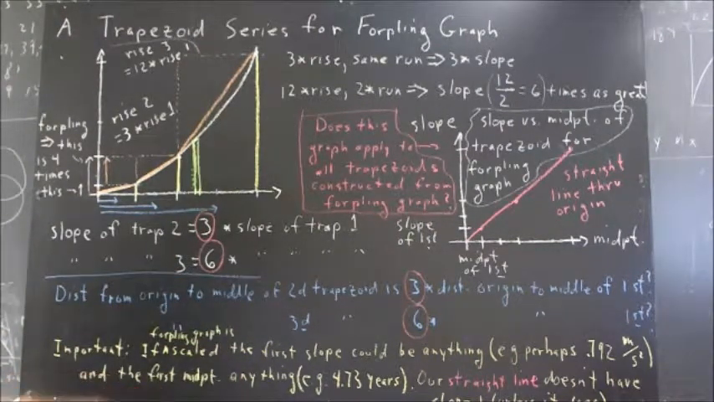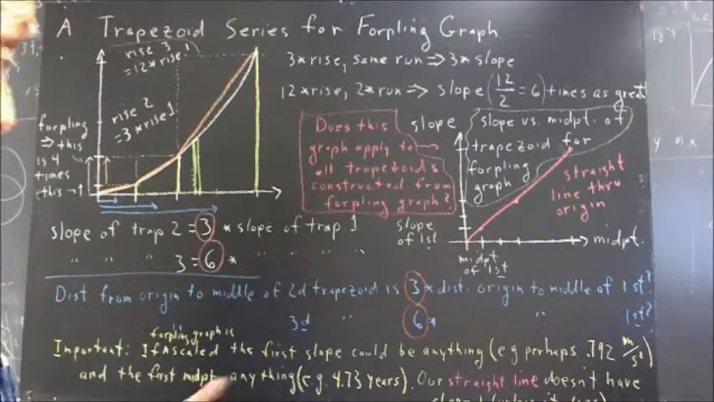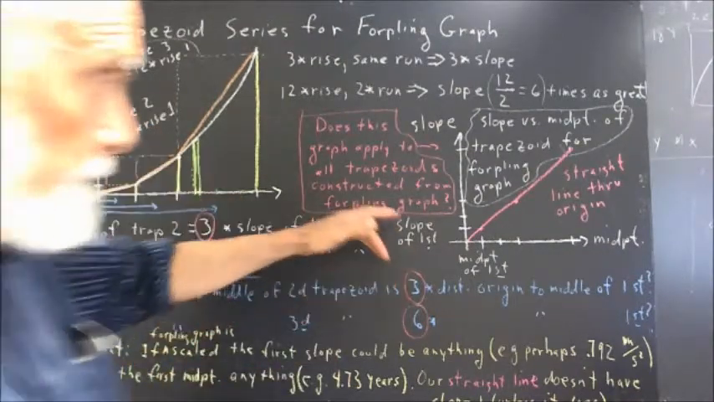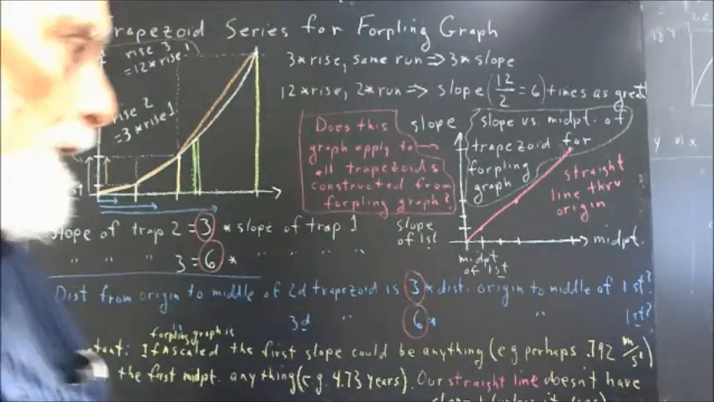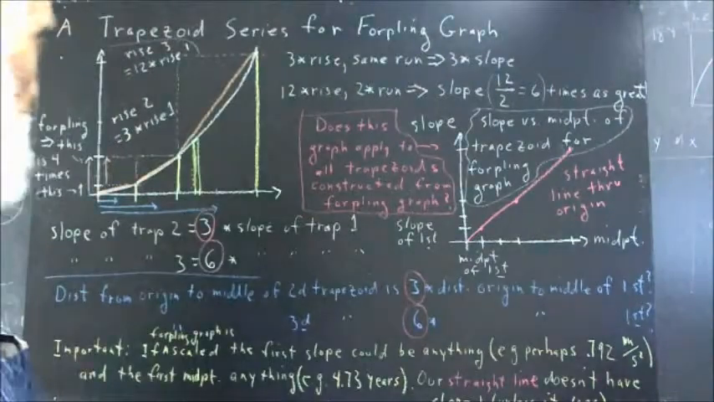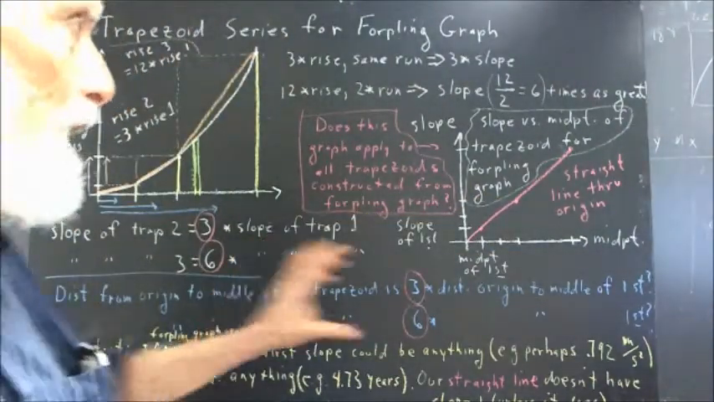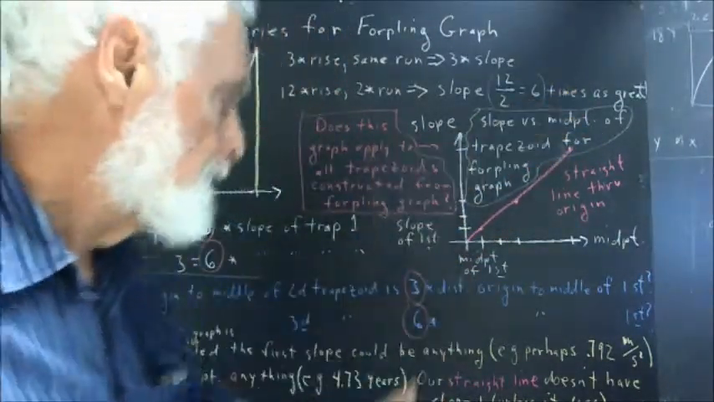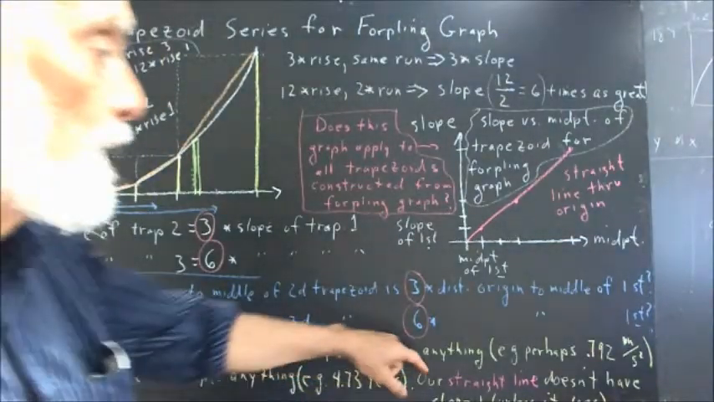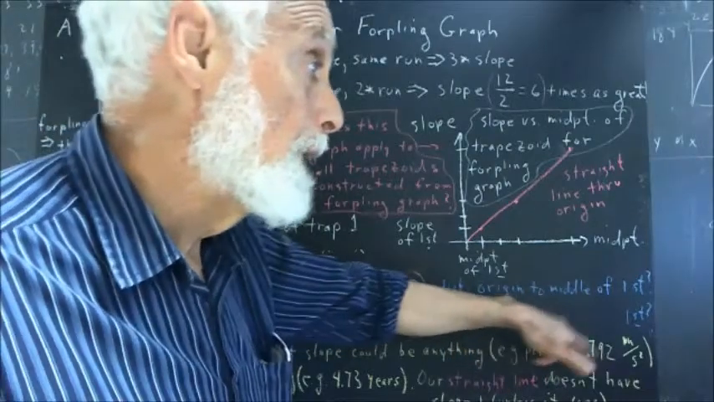And the first midpoint could be anything. For example, it could be 4.73 years. And that would not result in a scale here where the slope is in meters per second squared per year, or the midpoint in years, would not give us a slope of 1 in that system of units. So our straight line doesn't have slope 1, unless perhaps it does.